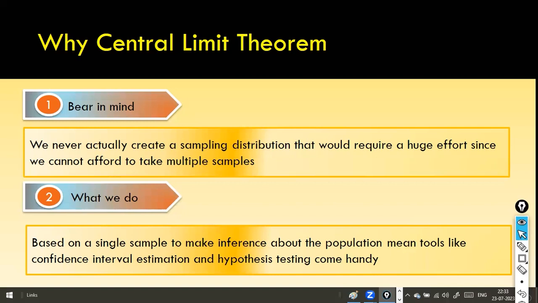Instead of drawing all possible combinations of samples from a huge population, which is practically impossible, is there any way I can use a single sample to make an estimation about the population mean? Yes, that is where the confidence interval comes into the picture. The engine driving this confidence interval is nothing but your central limit theorem.